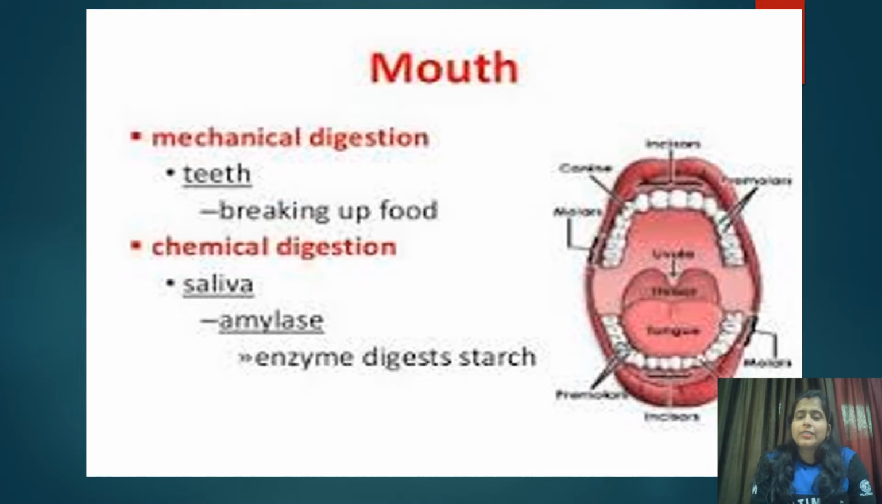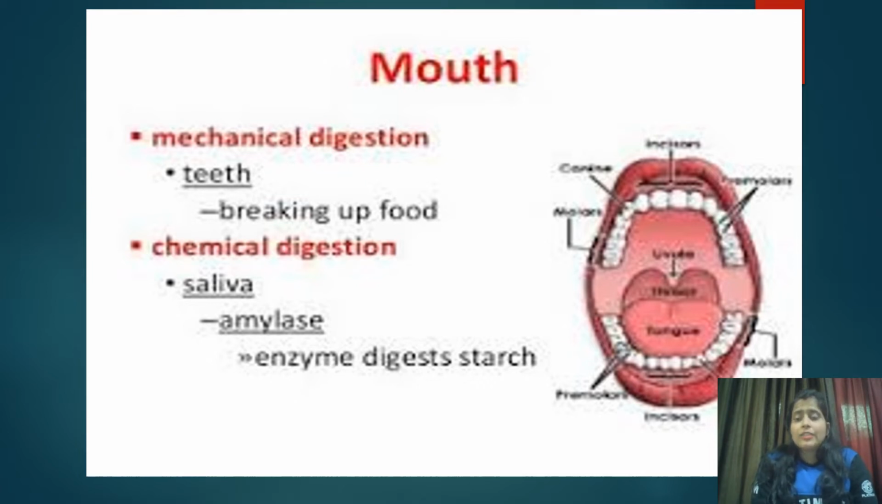Mechanical digestion takes place with the help of teeth. Teeth do the work of cutting the food particles into smaller ones. And the chemical digestion takes place with the help of salivary glands present in our mouth. The three types of salivary gland which are present in our mouth are, any guesses? Yeah, sublingual, submandibular and parotid gland.